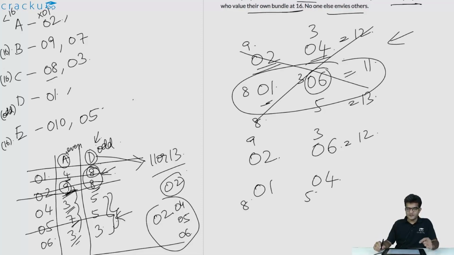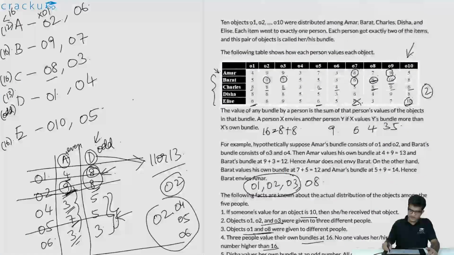This would imply that the only case remaining is that Amar gets O6, which is not valued very highly by Disha. So now she is not envious. And Disha gets O4, which is what she actually wants. So now if you are looking at the sum, Amar's sum is 12, which is 9 plus 3. Disha's sum is 8 plus 5, which is 13. So this is how we actually categorize and give the objects to the 5 people. Now let us go ahead and answer the questions that follow.